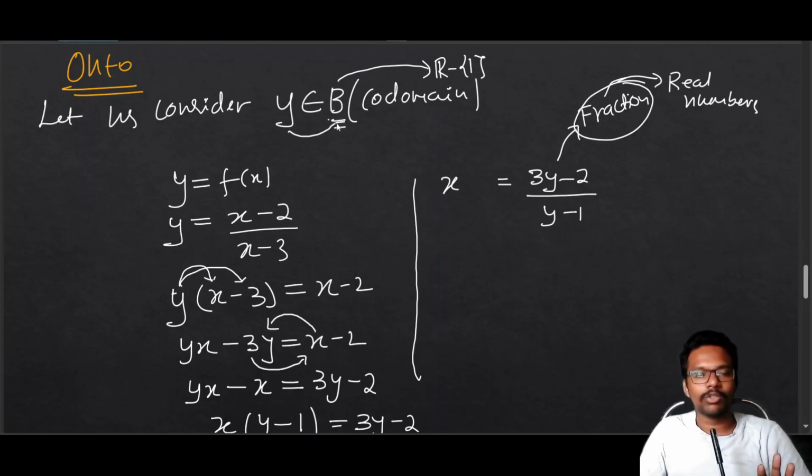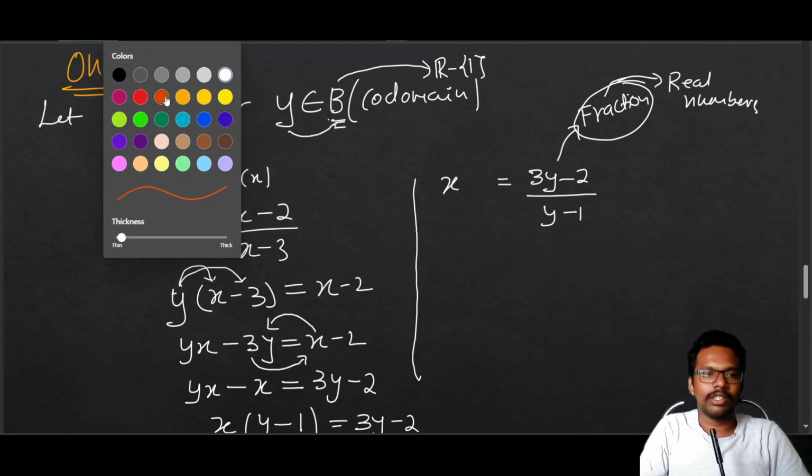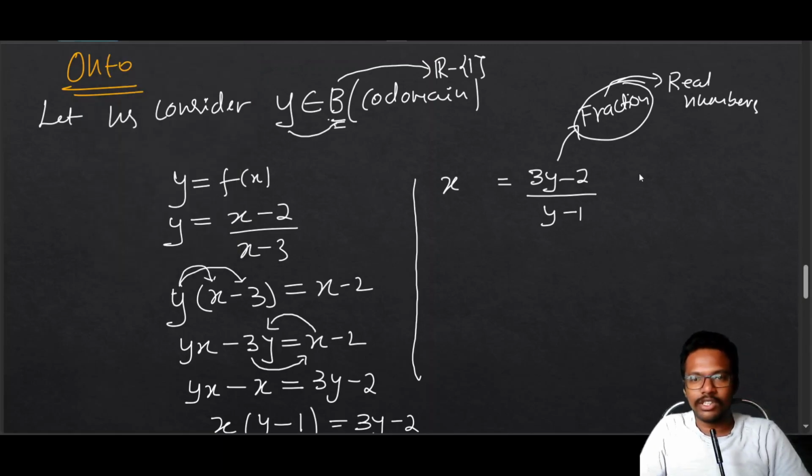In that codomain there is no 1 value to put here and create a not-defined expression, there is no such y value. So for this example, if we take the y value from this codomain B, then it is perfectly defined. If it is perfectly defined, it becomes a fraction. It looks like a fraction. Fractions will always be in real numbers. So then we can conclude that this x belongs to A.